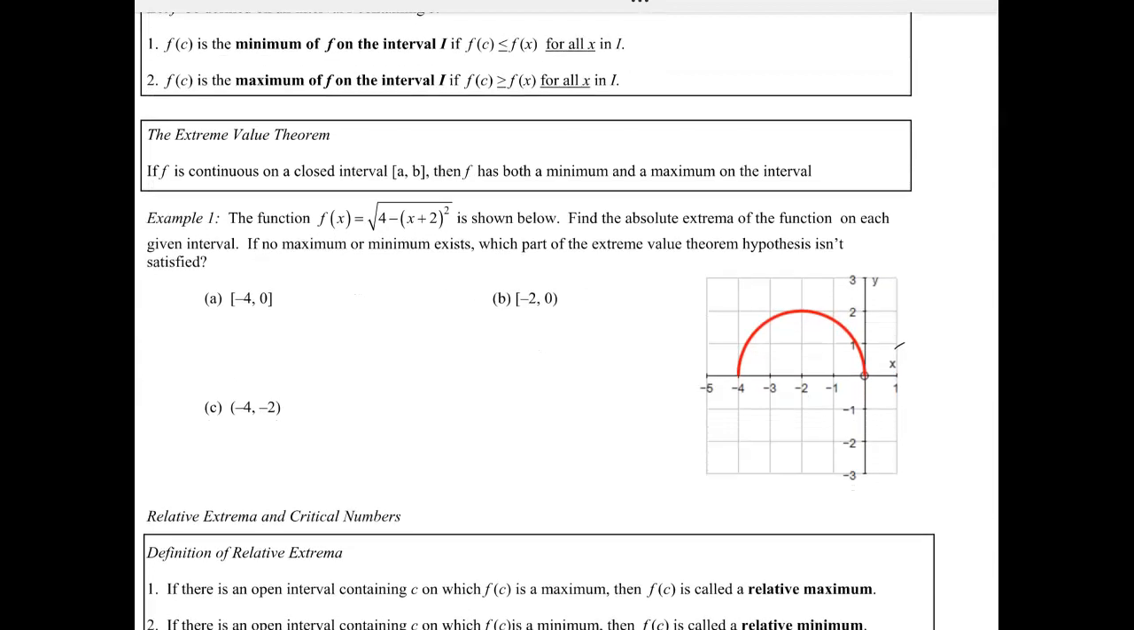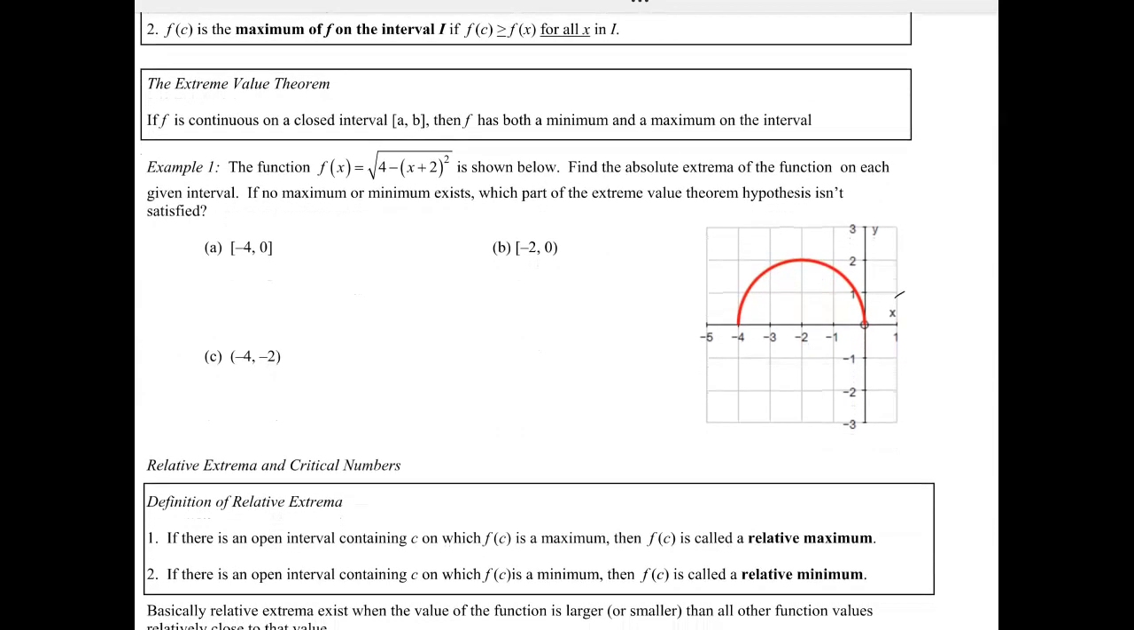So what does this mean for us? Well, for us it means that we get a new theorem, which is actually pretty important. We will need to know the difference between some of these theorems in a little bit. For right now, let's just talk about the extreme value theorem, which basically says if f is continuous on a closed interval from a to b, then f has both a minimum and a maximum on that interval.